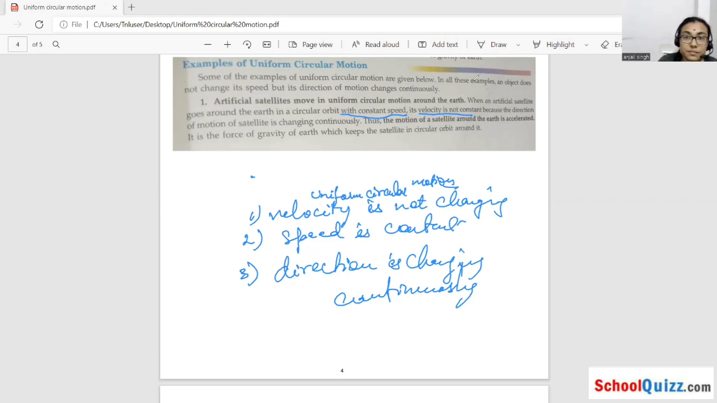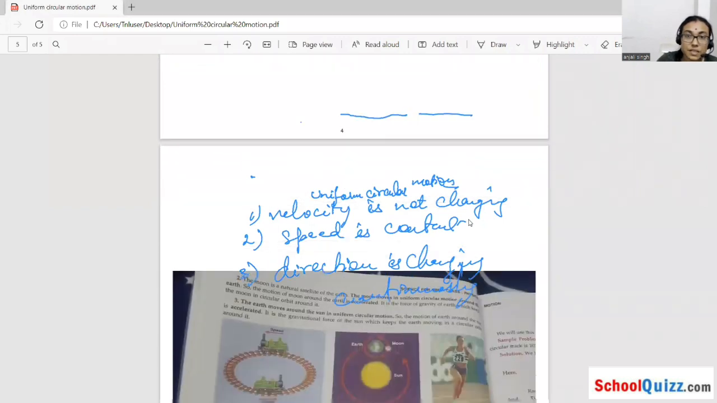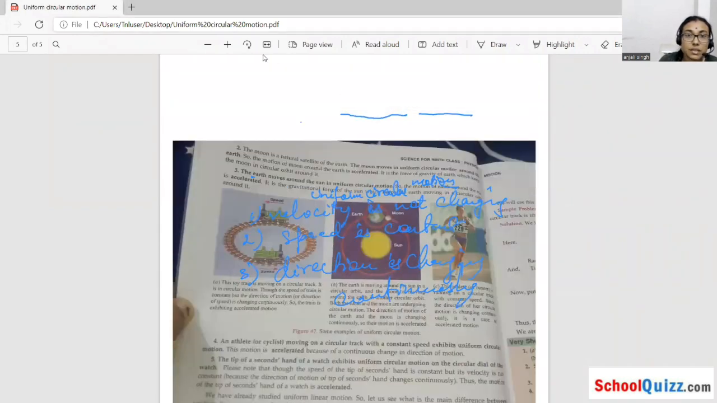Now we'll see the next example. First, I have to erase all this. While erasing, I'll tell you the next example.